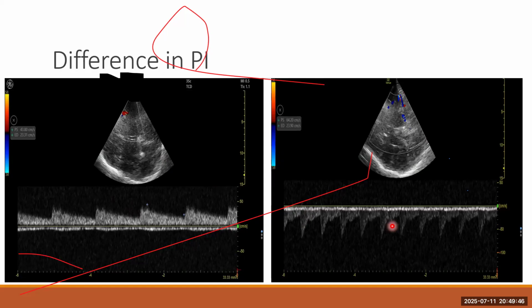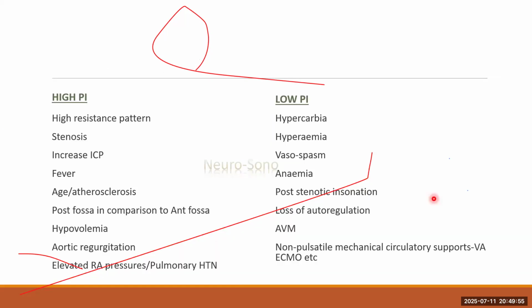So the standard of comparison for the posterior vessels is always ipsilateral and contralateral, and it is not anterior circulation and the posterior circulation. So these are the conditions where we get high PI, the high resistive pattern: stenosis, increased ICP, fever, as we age there is increasing atherosclerosis, posterior fossa in comparison to the anterior fossa as we showed, and hypovolemia, aortic regurgitation, and any congestive states along with pulmonary hypertension can lead to high pulsatility index in the cerebral waveforms.